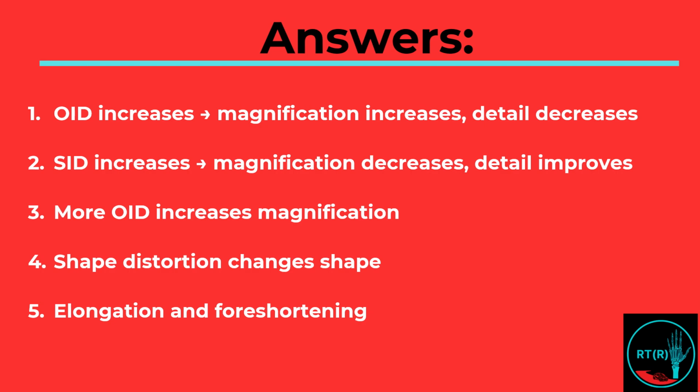These are the core takeaways. When OID goes up, the image gets bigger and less sharp. When SID goes up, the image becomes more accurate and sharper. Shape distortion refers to elongation or foreshortening.